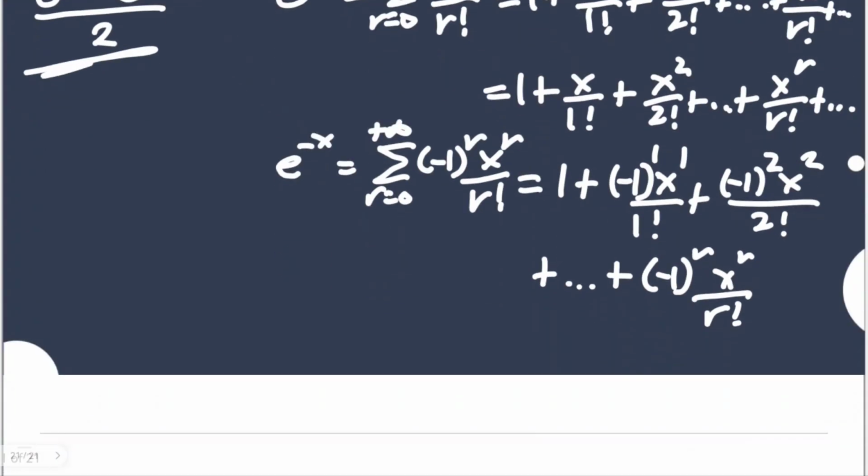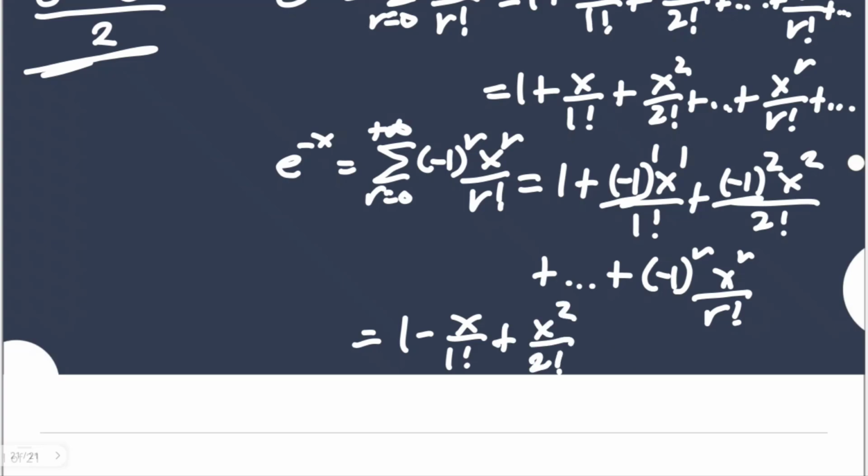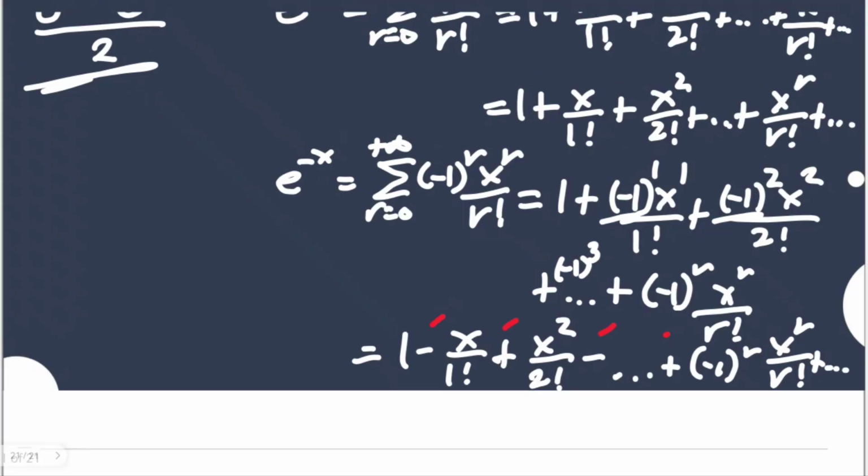In simplified form, you have 1, then negative x over 1 factorial, then positive x squared over 2 factorial, and we would expect, for the next term, negative 1 raised to 3, which is also negative, so on and so forth until you reach negative 1 to the power of r, x to the power of r over r factorial. I'm talking about the possibility of having alternating signs all throughout. That's the difference from the first form.